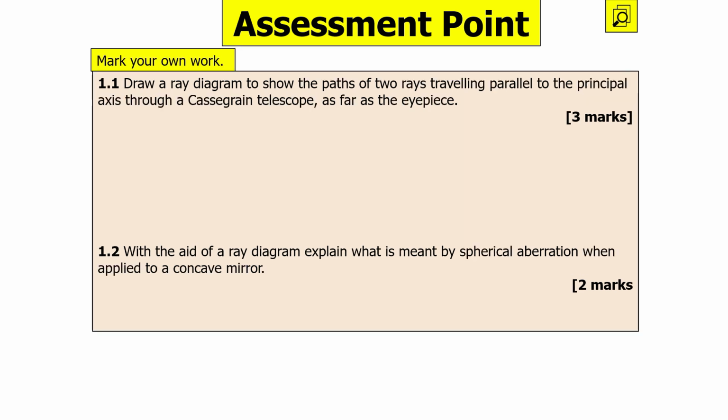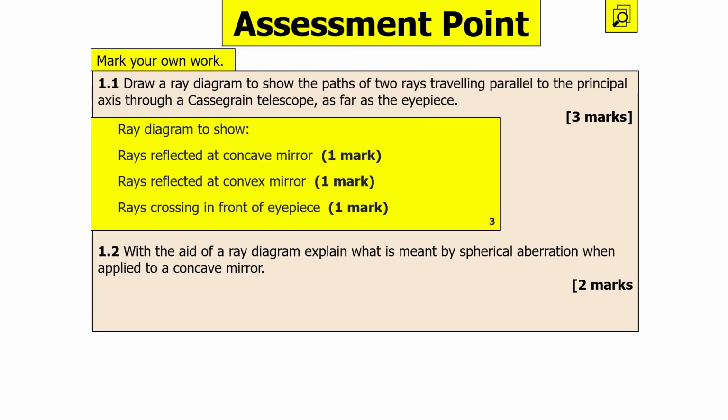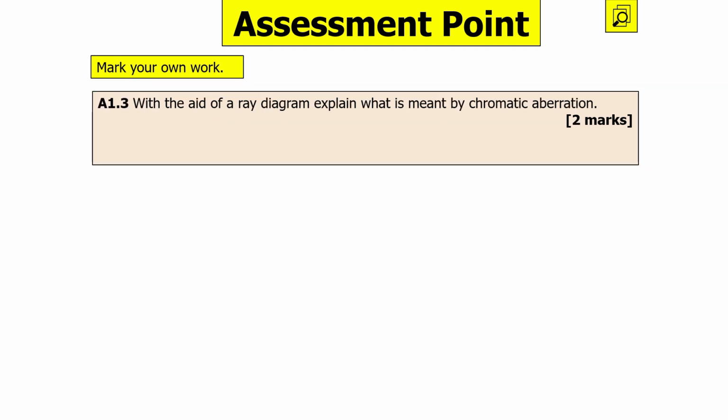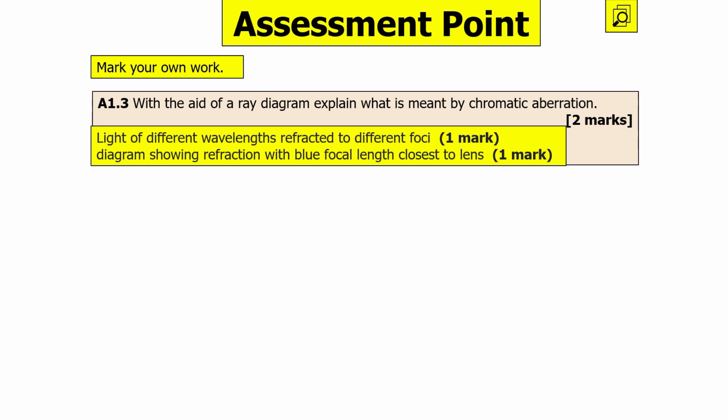Right, as we said before, with your diagram, the rays reflect off the concave or primary mirror, they reflect off the convex mirror, and they just cross before the front of the eyepiece lens. The next one, we have different focal points at different distances from the axis, with the shortest focal length for those peripheral rays, like we said before. And then for chromatic aberration, light of different wavelengths is refracted to different foci, with this shown refraction for blue much closer to the lens than that of red.